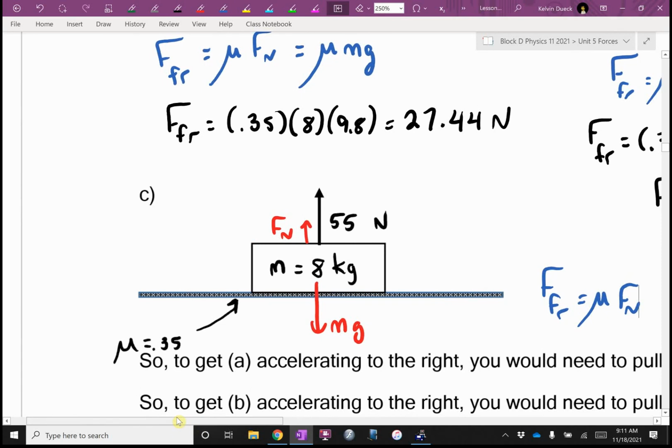Can we see two? Okay. How many arrows are pointing up? So my equation is going to look like this. Everything up, normal and 55, has to equal everything down. Just read me the arrow that we labeled down. That's it.